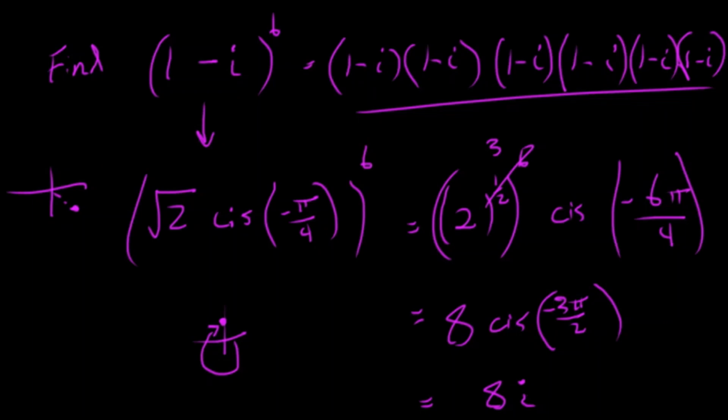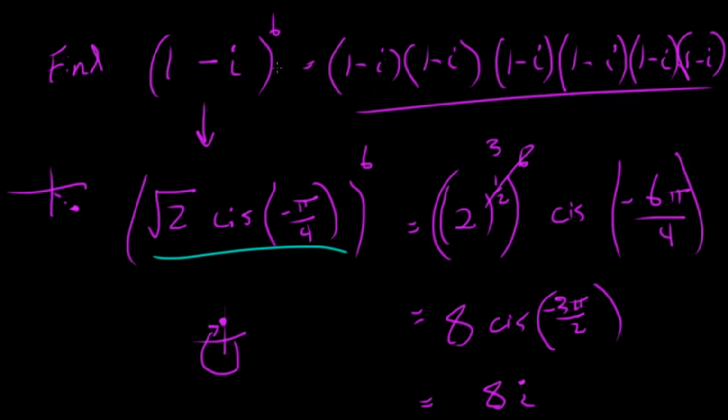Don't forget also that this number is saying: dilate by root 2, rotate negative pi over 4, 6 times. So in essence, it's saying dilate by root 2 6 times. That's going to be a total of 8. And it's saying rotate negative pi over 4 6 times. That's going to be a total of negative 3 pi over 2. So De Moivre's theorem is kind of literally saying what this number is doing, right? It's doing this geometric operation 6 times.